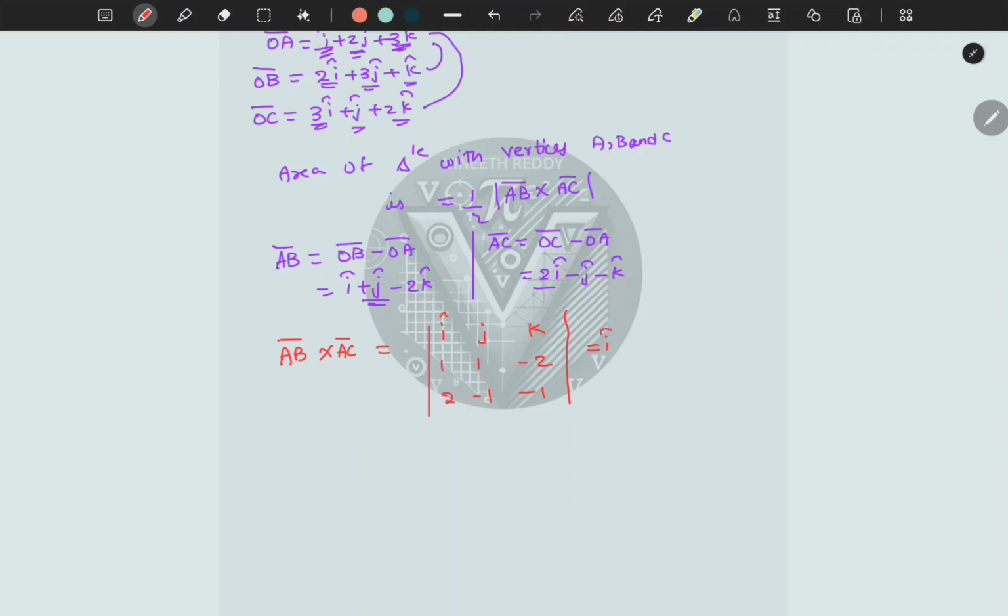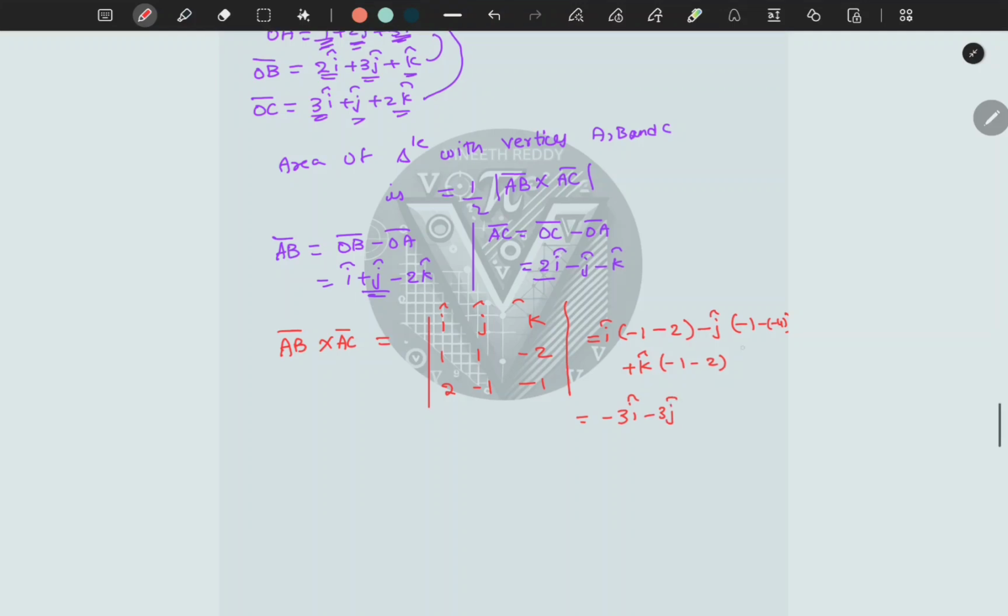So this should be I cap into 1 into minus 1 is minus 1, minus 1 into minus 2 is plus 2, minus J cap into 1 into minus 1 is once again minus 1, minus 2 into minus 2 is minus 4, right, plus K cap into 1 into minus 1 is minus 1, minus 1 into 2 is 2. So we get ultimately minus 3 I cap, minus 1 plus 4 is 3. So minus 3 J cap, I hope I'm right. Minus 1 plus 4 is 4 minus 1 is 3. Yeah, minus 3 J cap, minus 3 K cap.